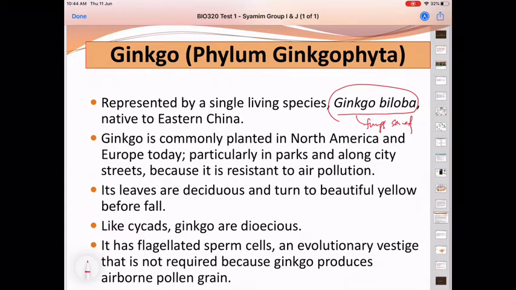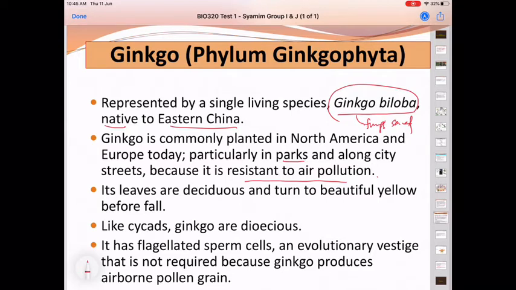So ginkgo biloba is native to eastern China. So this ginkgo is commonly planted in North America and Europe today. Okay, particularly in parks and along city streets because it is resistant to air pollution. So selain daripada ornamental, dia ditanam di bahagian park and along city street, dia juga ada fungsi untuk air pollution. Dia tahan kepada air pollution. So native dia pada Eastern China, but American dia bawa, okay, Europe juga dia bawa pokok ni ke tempat mereka dan ditanam.